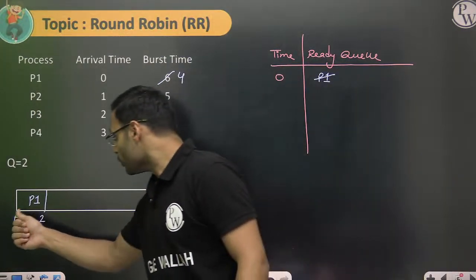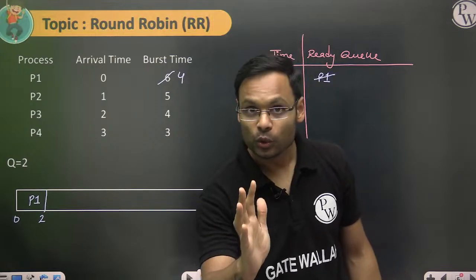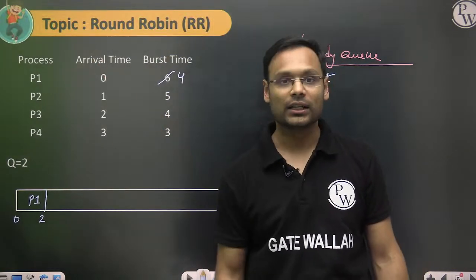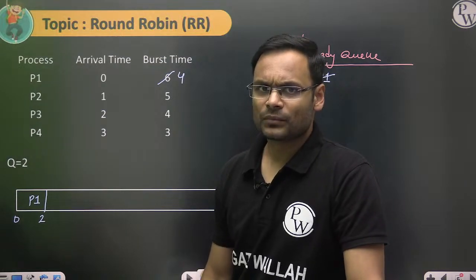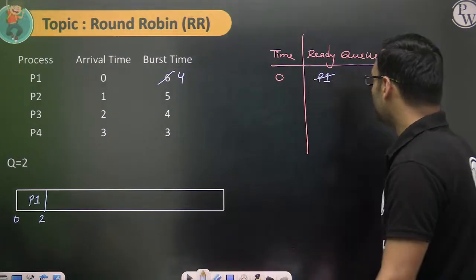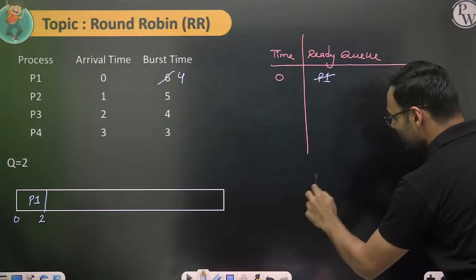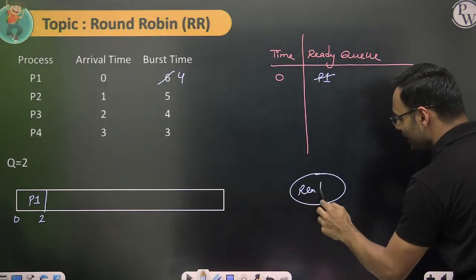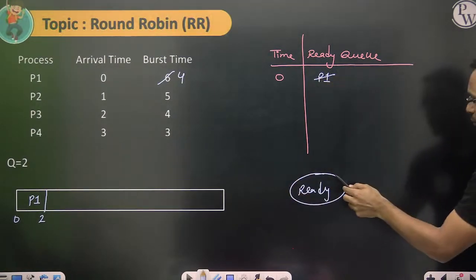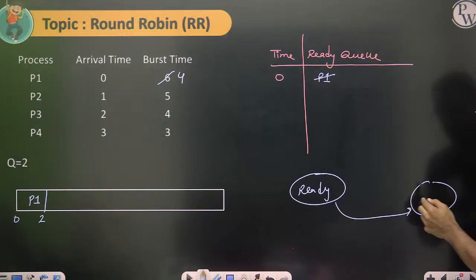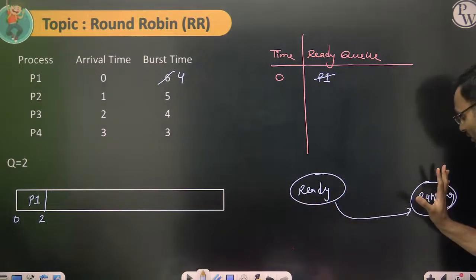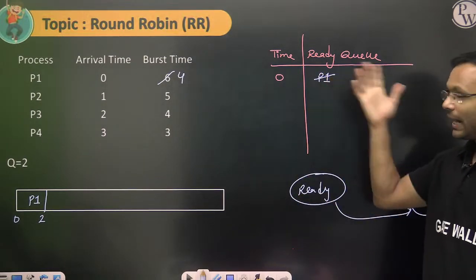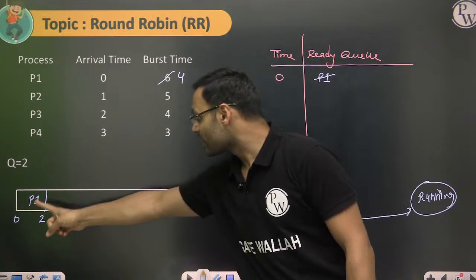From 0 to 2, while P1 was in execution, did any other process arrive? Imagine this is the ready state. In the ready state, P1 was the only process, scheduled by the scheduler. It is in the running state, so it has been removed from the ready state. Now, when P1 is running, the ready queue is empty.